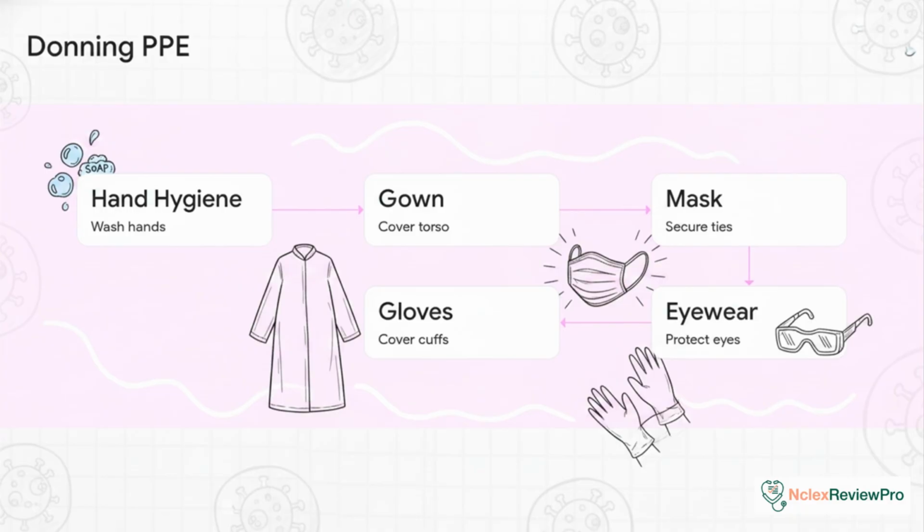After you do your hand hygiene, you want to think from the bottom up and inside out. A fantastic memory hint from the source material is GMEG: gown, mask, eyewear, gloves. You put the gown on first to cover your torso, then your mask or respirator, then your goggles, and finally your gloves go on last so you can pull them securely over the cuffs of the gown.